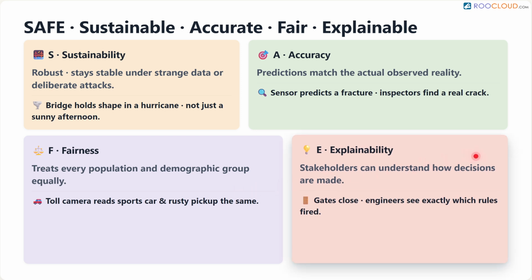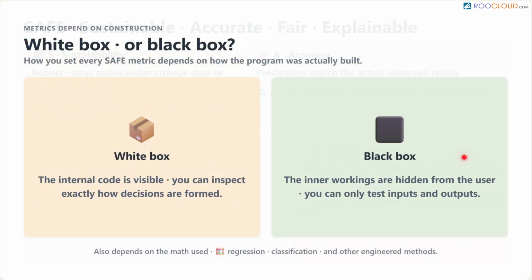Finally, the E is explainability. This ensures that the key stakeholders can actually understand how the computer is making its decisions. If the bridge suddenly and automatically closes its gates, the engineers need to know exactly what lines of logic caused that action. Setting these specific metrics will always depend on how the program was constructed.